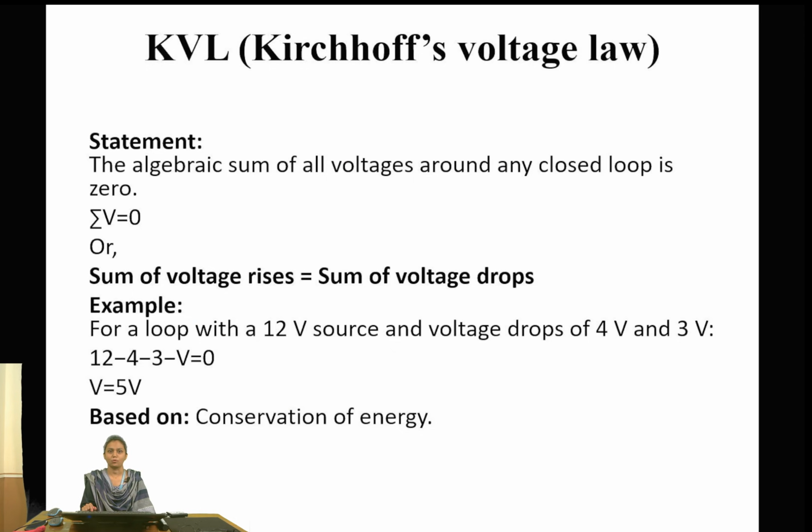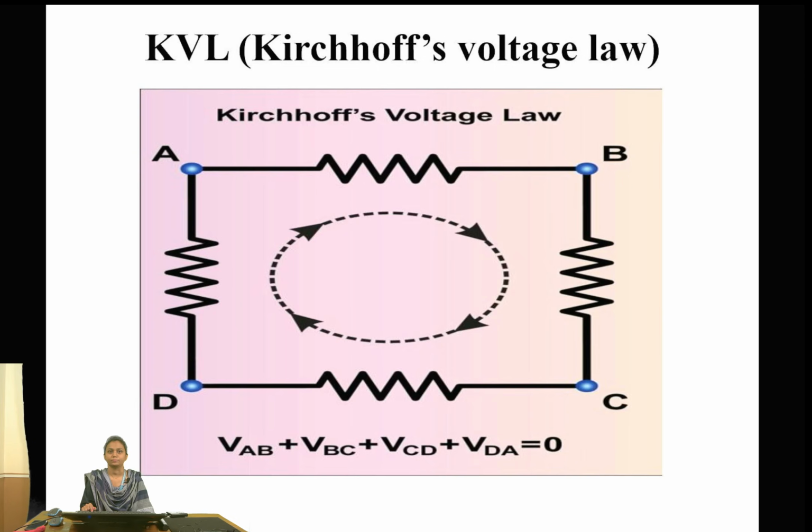Next one is Kirchhoff's voltage law. So this is the statement for KVL. The algebraic sum of all voltages around any closed loop is 0, that is summation of V is equal to 0. The sum of voltage rises is equal to the sum of voltage drops. For example, for a loop with a 12 volt source and voltage drops of 4 volt and 3 volt, you can write it as 12 minus 4 minus 3 minus V is equal to 0, so that voltage is equal to 5 volts, and this is based on conservation of energy.